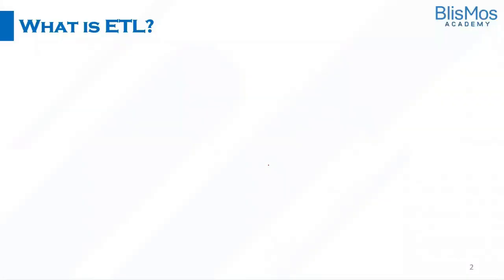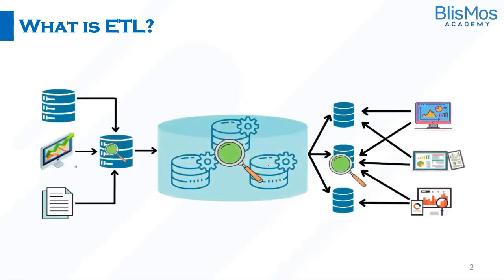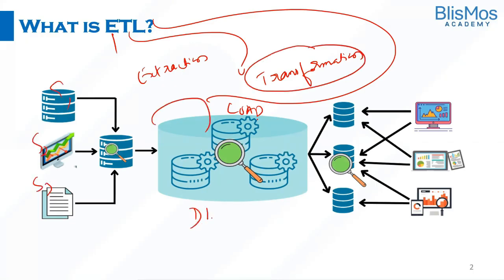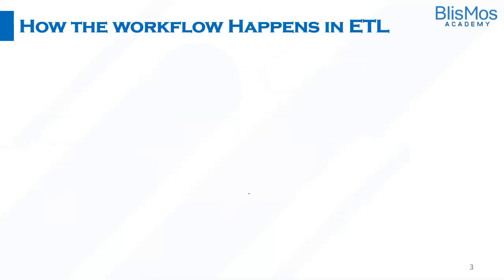Before we really get into ETL tools, what is ETL? As we already know, ETL is a process of extraction, transformation, and load. Whenever you are building a data warehouse, you have to extract the data from multiple sources, subject that to transformation, and load that into the data warehouse. So the ETL process is one of the very important processes in any data engineering task. Now that we understood what ETL is, how does the workflow happen in ETL?